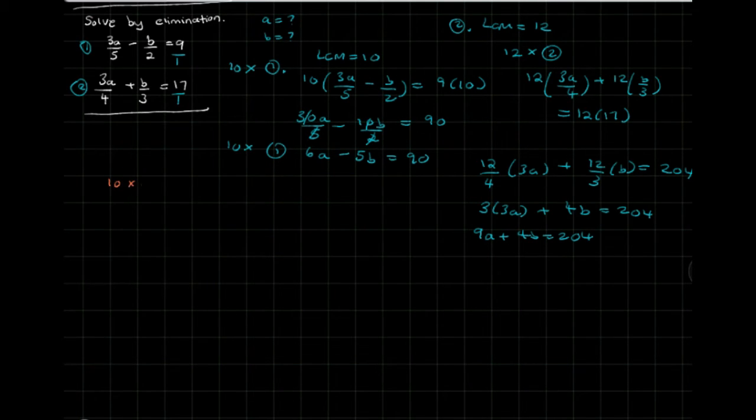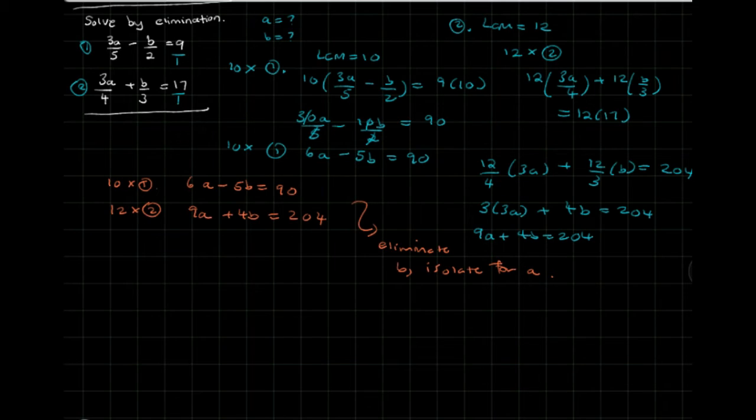So this is 10 times equation 1. We had 6a minus 5b is equal to 90. And 12 times equation 2 looks like 9a plus 4b is equal to 204. So now that we have that figured out, what we want to do is perform the elimination step. Now we need to eliminate one variable and isolate another, and you can choose either. What I'm going to do is eliminate b and isolate for a.